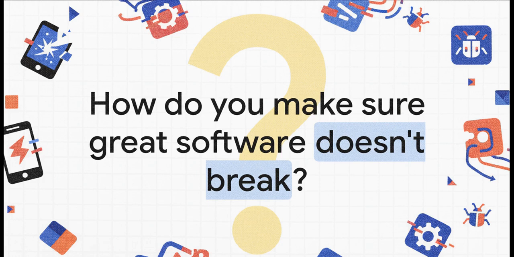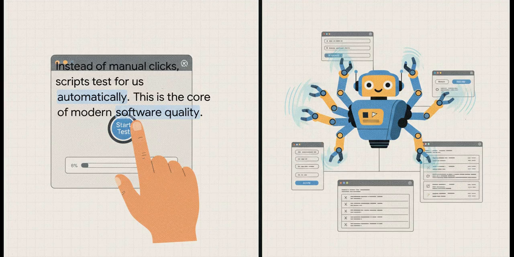So for the people building this stuff, the biggest question is always, how do you make these amazing things and make sure they stay amazing, update after update? Well, the modern answer is you get robots to do the checking for you. Seriously, instead of a person manually clicking every single button 1,000 times, we write little scripts that do it for us, automatically. This is really the heart and soul of modern software quality.